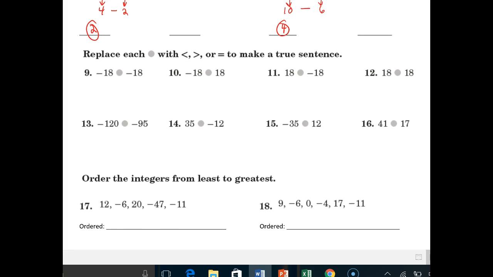And for 9 through 16, we're going to make less than, greater than, or equal to signs. So negative 18 is blank to negative 18. Well, that's easy. They're the same number. They're equal. What about 18 is blank to negative 18? They're not the same number. A positive number will always be greater than a negative number. Write that down. Positive always greater than negative.